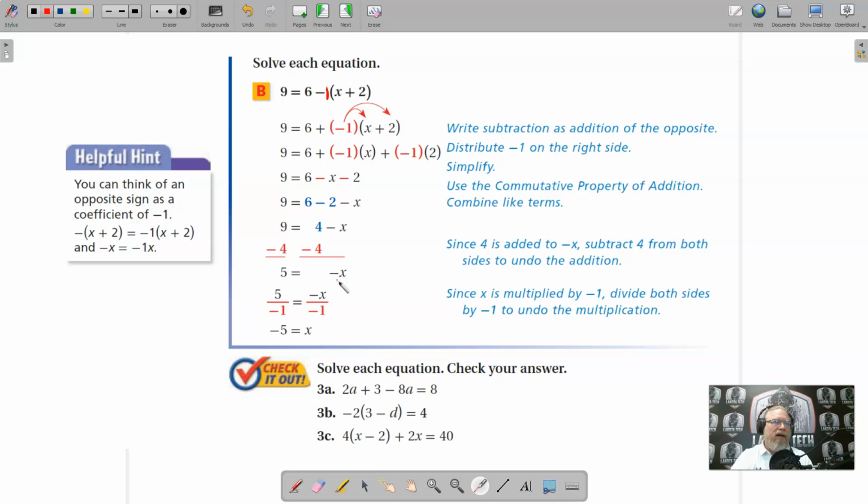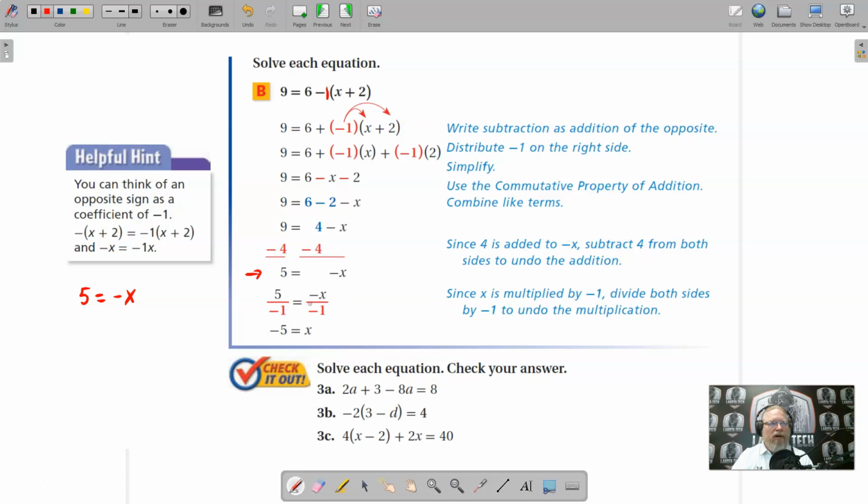So let's go ahead and divide by negative 1. And what we do to one side, we do to the other. Negative divided by negative is positive. X divided by 1 is x. 5 divided by negative 1 is negative 5. Now, I kind of like to think of this line right here. I'm going to rewrite that over here. 5 equals negative x.